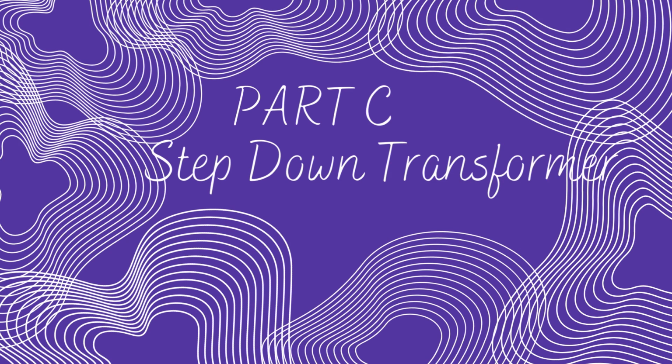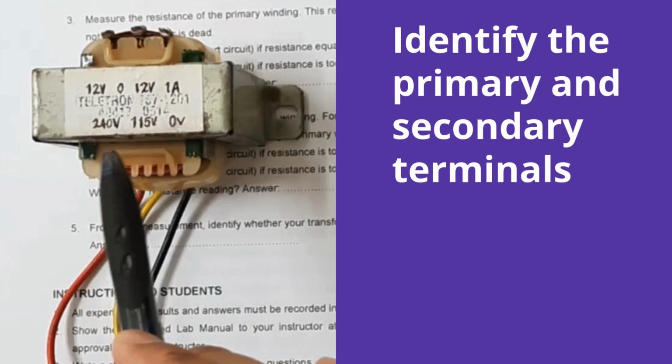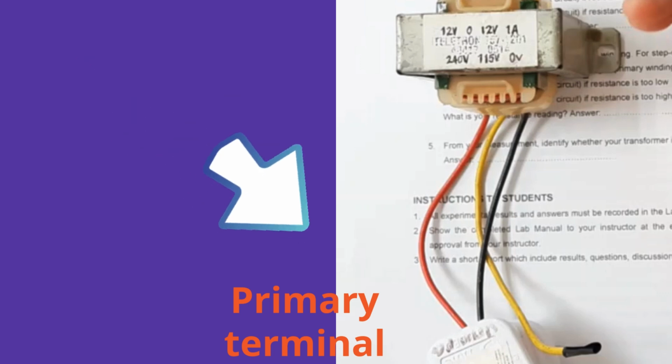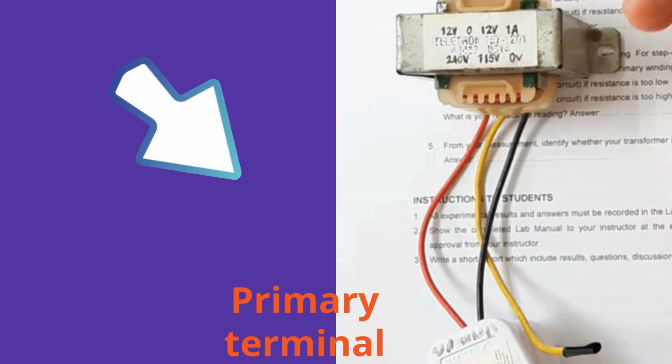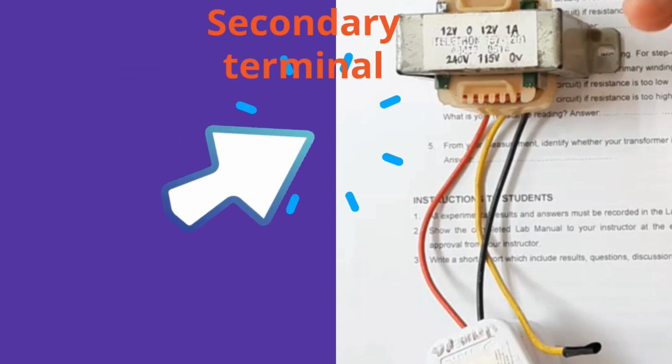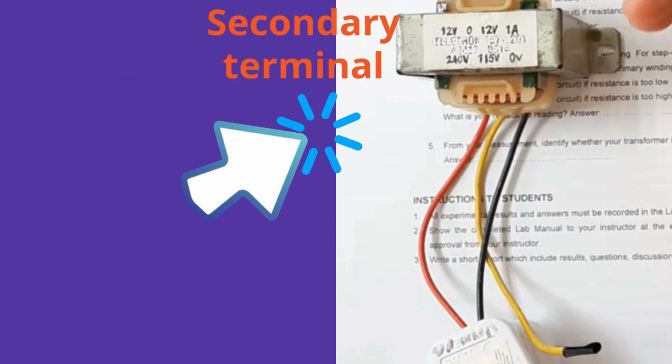Part C, step-down transformer testing. Let's begin by identifying the terminals of a step-down transformer. The primary terminals are connected to the input AC supply, usually at a higher voltage. The secondary terminals are where we get the output, which is a lower voltage compared to the input.